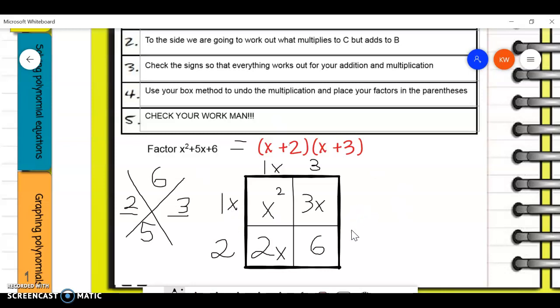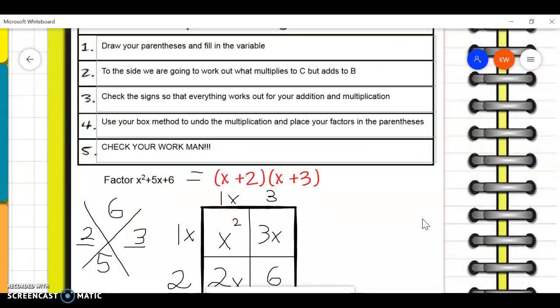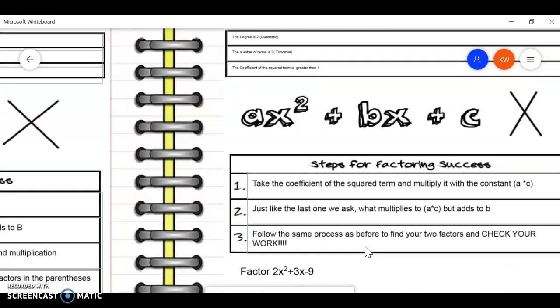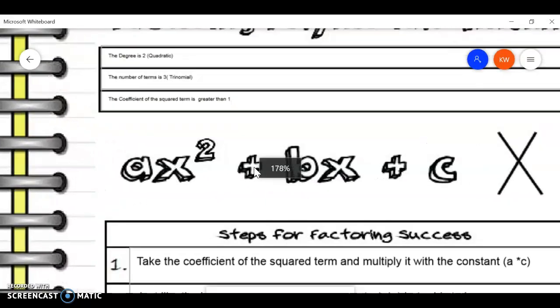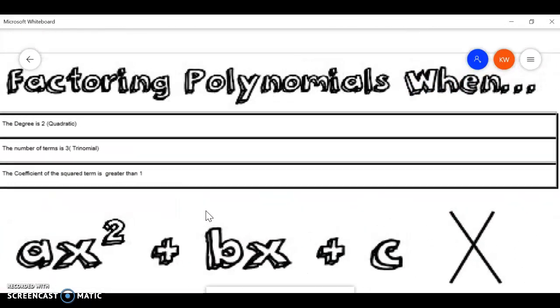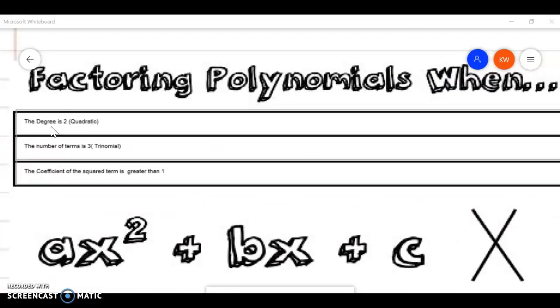Now, we're going to take a look at the right side of this page as well because it kind of works hand in hand with this. So let's take a look at this right side. All right, so up top we got factoring polynomials when the degree is 2, the number of terms is 3, and the coefficient of our squared term this time has to be greater than 1.